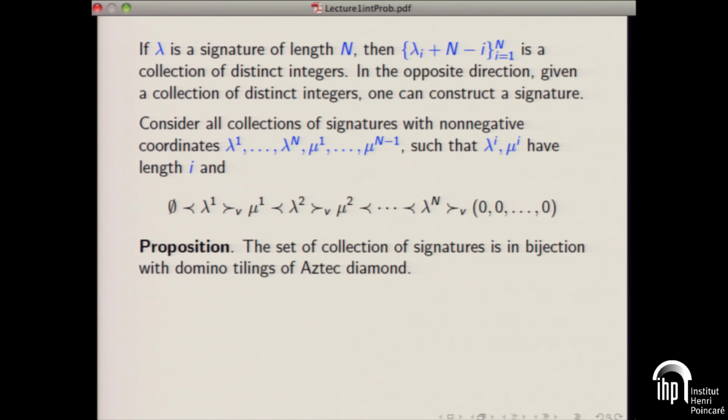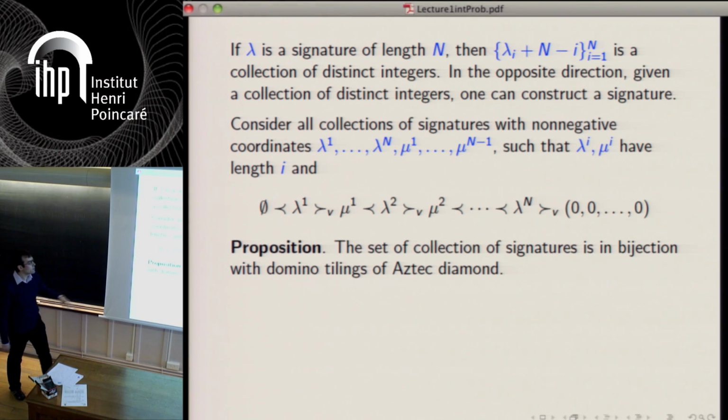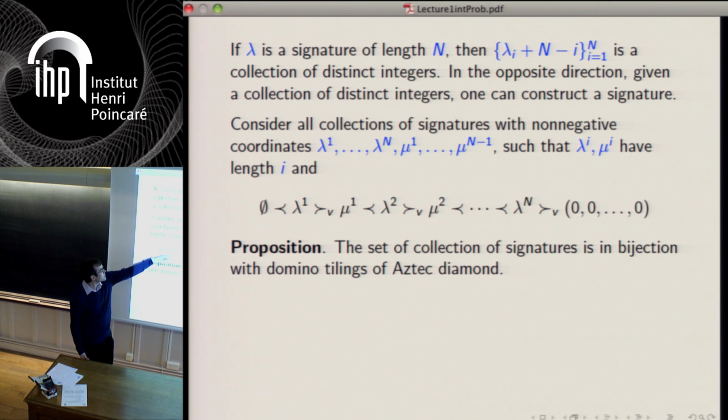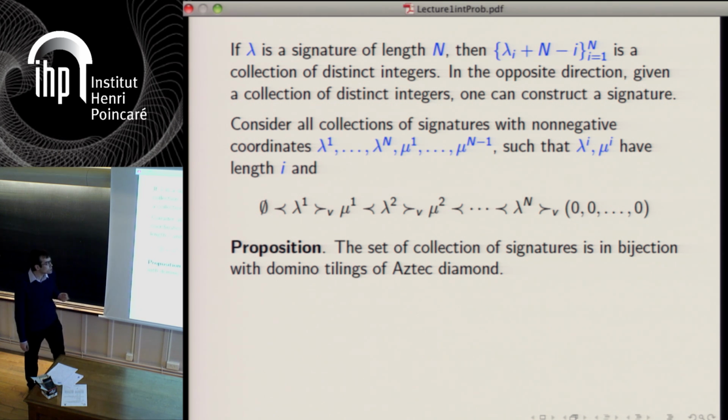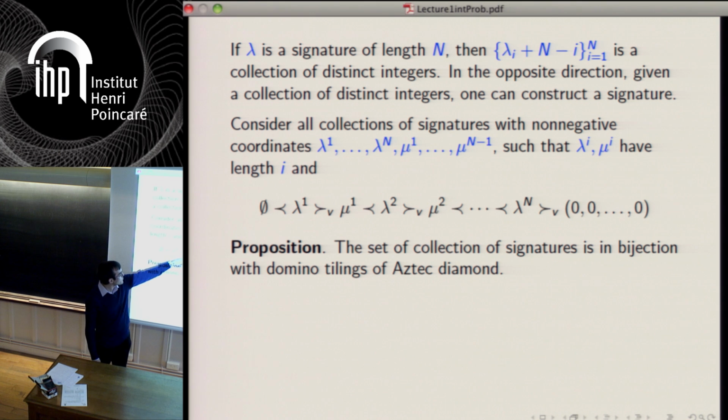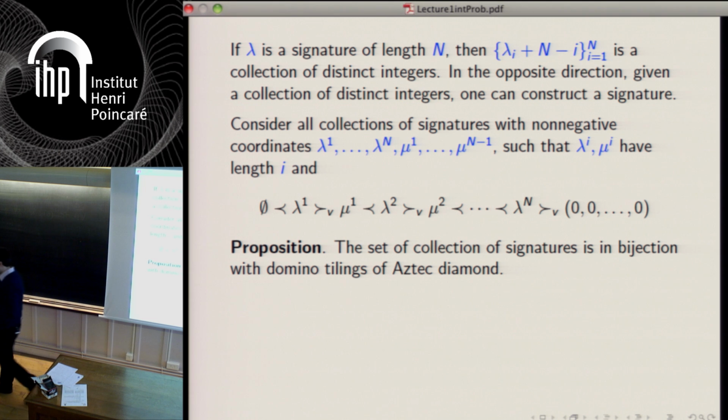So having this in mind, I can finally state the conditions on black and white particles in the Aztec diamond, in the domino tilings of the Aztec diamond. It looks like this. Let us consider signatures with negative coordinates allowed, where lambda i and mu i have length i, and we have this quite complicated combinatorial constraint: lambda 1 is a signature with one integer, which should vertically interlace with mu 1, then mu 1 should interlace with lambda 2, and so on. This is the structure of combinatorial constraints on the collection of signatures lambda 1, lambda 2, up to lambda n, and mu 1, up to mu n minus 1.